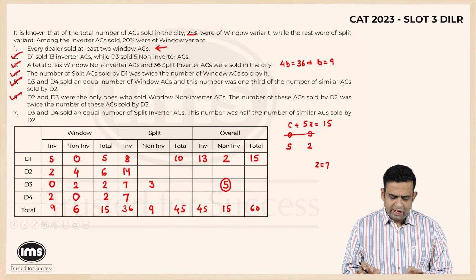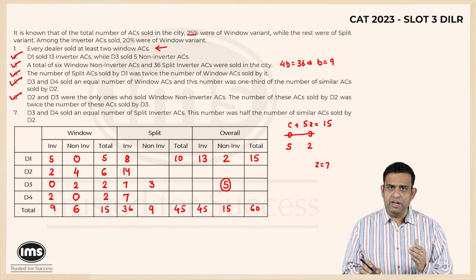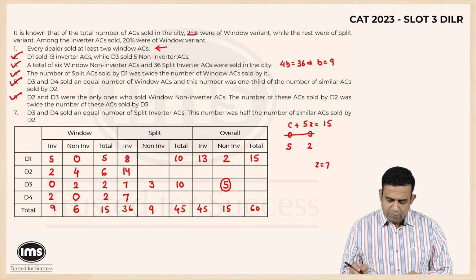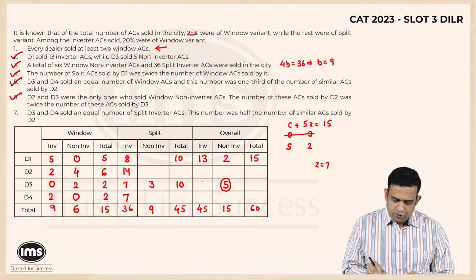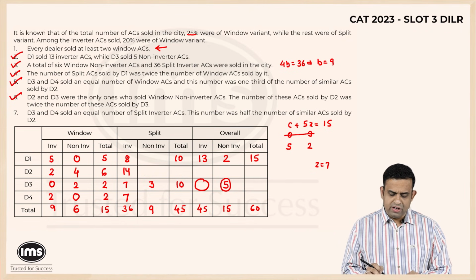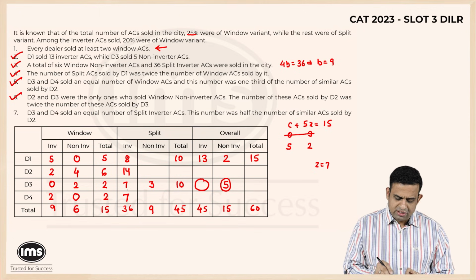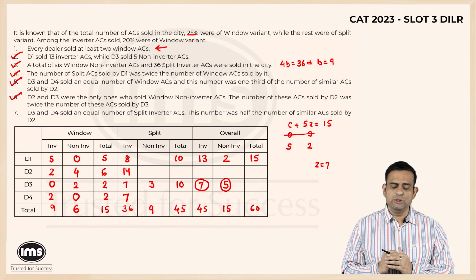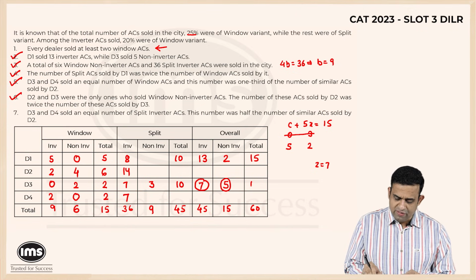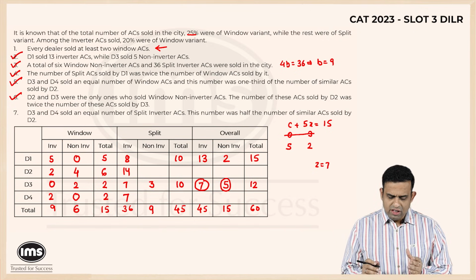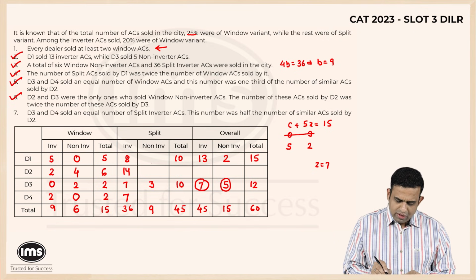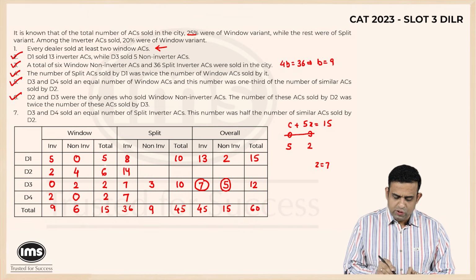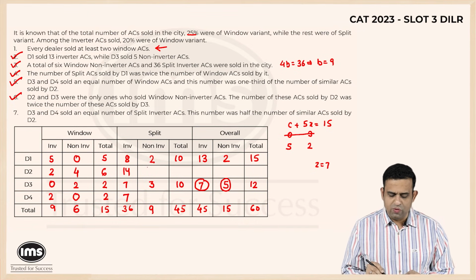This much is known. So we can also find out that the total number of split AC sold by D3 must be 7 plus 3 giving you a 10. This part is known to us. Now we can also find out the number of overall inverter AC sold by D3. It must be nothing but 7 plus 0 giving you a 7. So now we also know the total number of AC sold by D3 happens to be 7 plus 5 giving you a 12. And we can also find out the number of split non-inverter AC sold by D1. It has to be 2 minus 0 giving you a 2 over here.